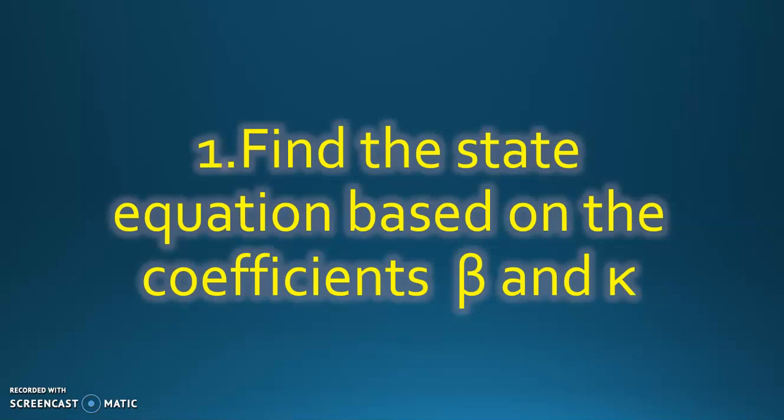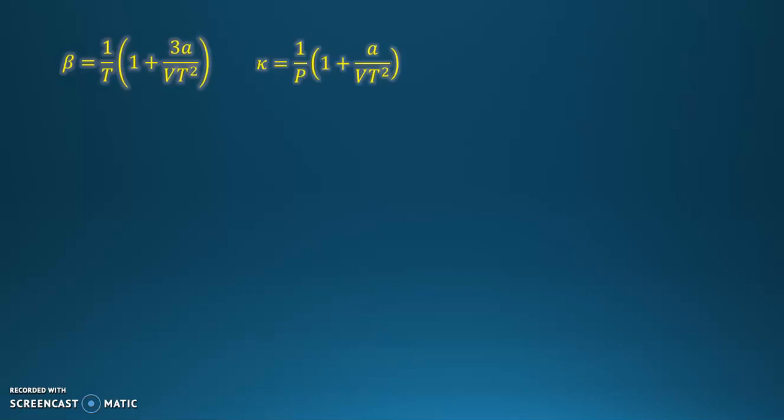Hello everyone, in this video we'll find the state equation based on the coefficients beta and kappa. Let's get started. In this problem, we have information about beta and kappa. Beta is equal to this expression and kappa is equal to this other expression.